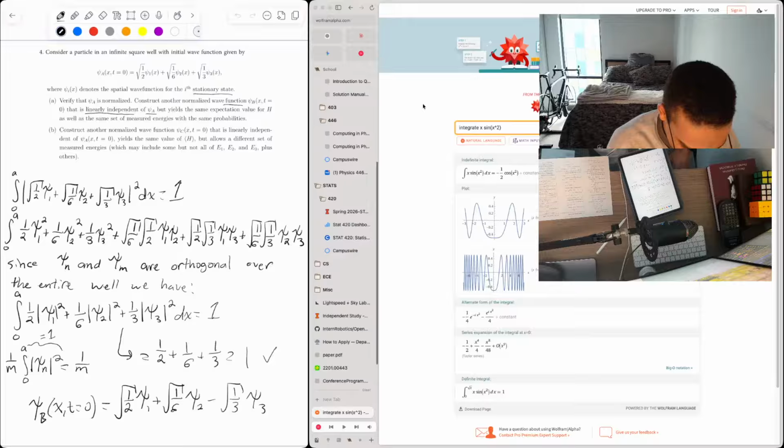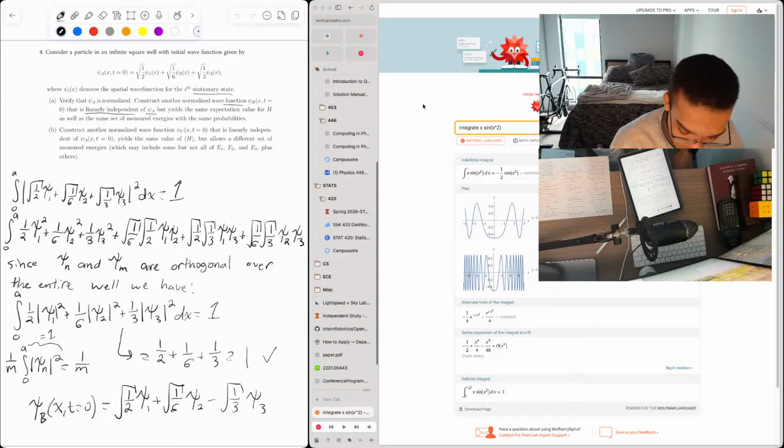And then they have the same energy probabilities. Okay, yeah. You just flip one to be a minus. Okay, and then the second part, part B, yields the same expected value of h. So the expected value of h is the sum of the coefficients times their energies.